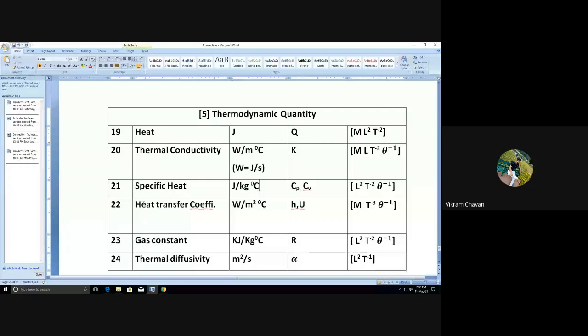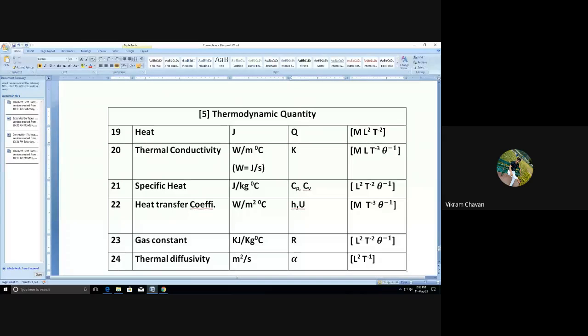Then heat transfer coefficient. Convective heat transfer coefficient. We know the unit of convective heat transfer coefficient as watt per meter square degree Celsius. We can represent it symbolically as small h, or capital U for the overall heat transfer coefficient. In the first chapter we discussed this point, overall heat transfer coefficient. So the same unit we can use for the overall heat transfer coefficient also.